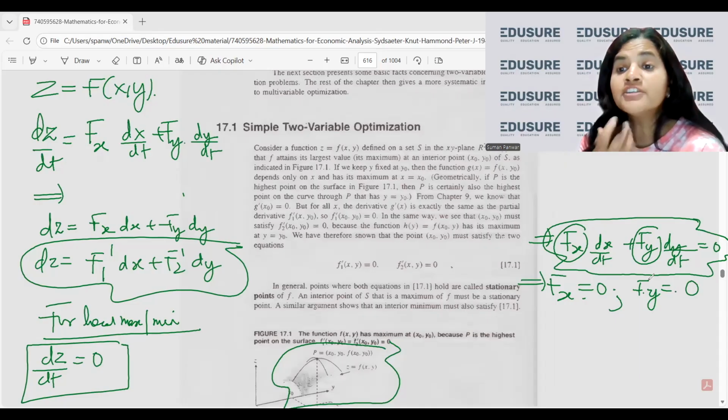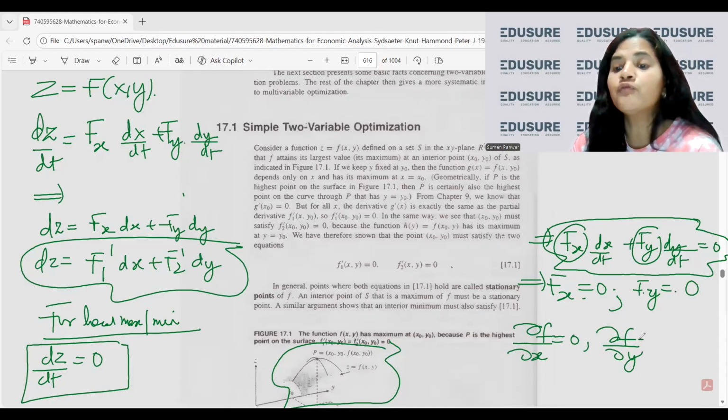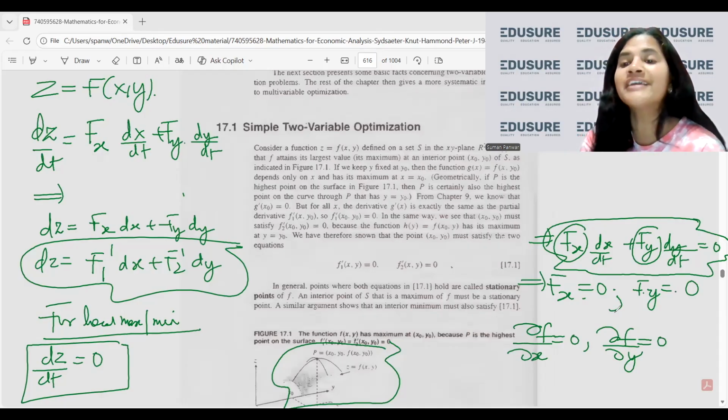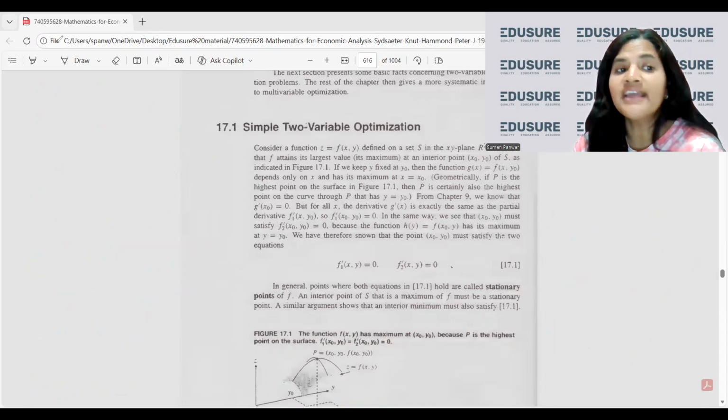So what is the first order condition for a function of two variables to have a local maxima or minima, or relative maxima or minima? The first order condition is that the partial derivative with respect to x and the partial derivative with respect to y should be equal to 0. This is similar to the case dealt in the function of one variable. Now, this is a necessary condition.